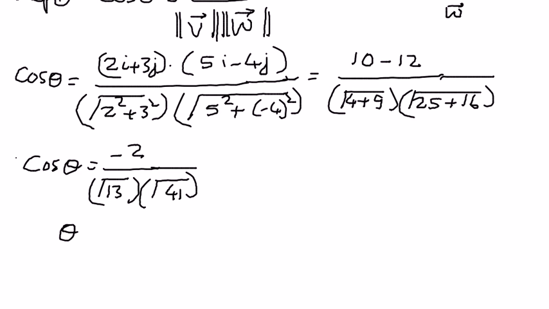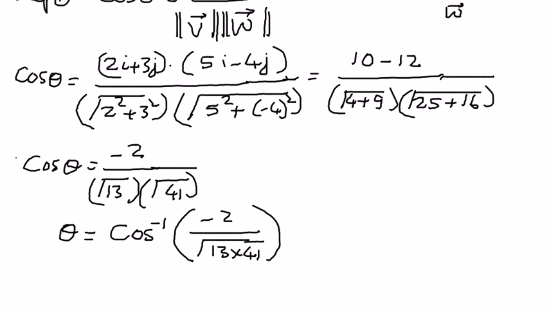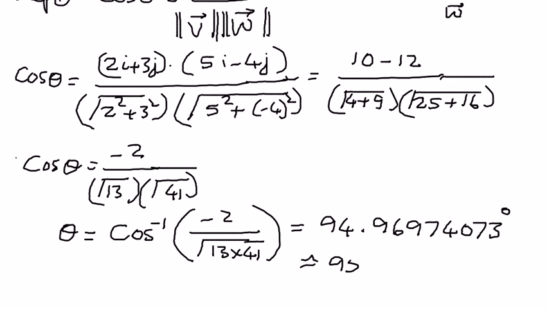So we want to find the value of theta. We can find that by taking the inverse cosine of this value, negative 2 divided by square root of 13 times 41. When we use our scientific calculator, the value of this is going to come out as 94.96974073 degrees, or we can round this up to 95 degrees. So the value of theta, the angle between these two vectors, is 95 degrees.